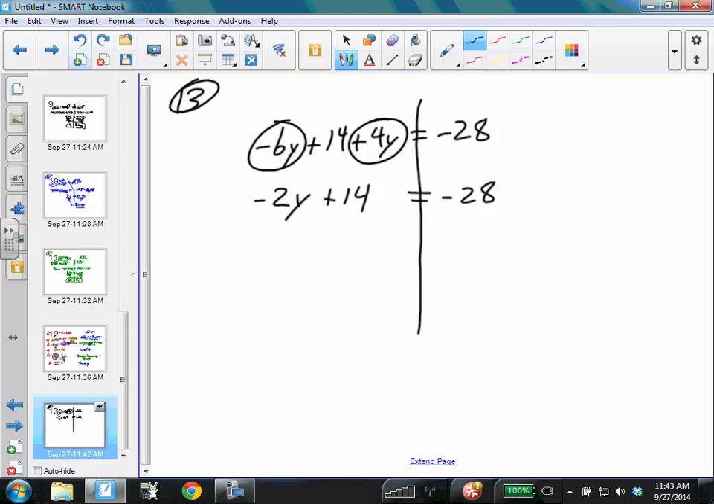And now in order to get y by itself, they're adding 14, so I'm going to come back and subtract 14 from both sides of the equation. And on the left-hand side, the positive 14 and the negative 14 will cancel one another out, and we just have the negative 2y now. And on the right-hand side, we're looking at negative 28 minus 14. So negative 28 means I move to the left. Minus 14 means I move to the left even more on my number line, and so I would end up all the way down at negative 42.